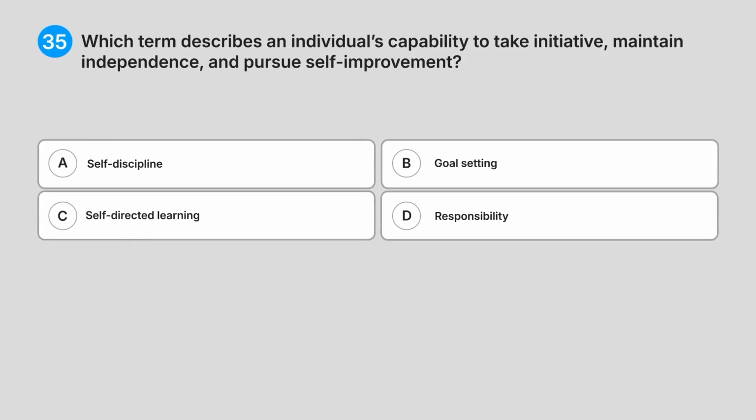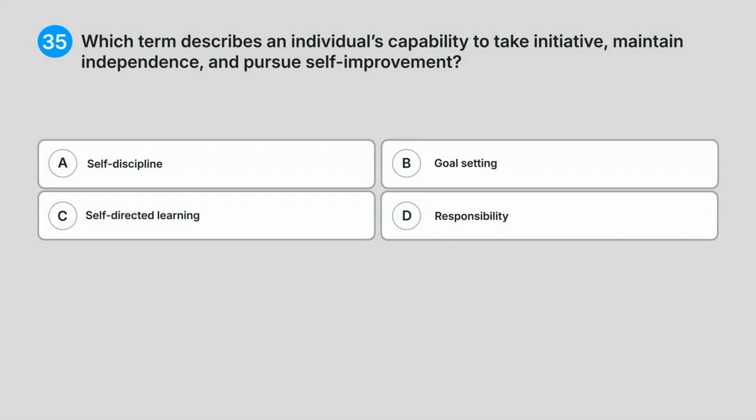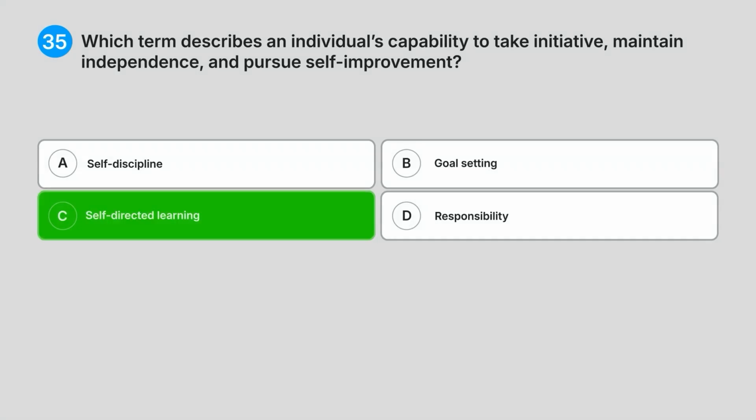35. Which term describes an individual's capability to take initiative, maintain independence, and pursue self-improvement? A. Self-discipline. B. Goal setting. C. Self-directed learning. D. Responsibility. Do you know the answer? Correct answer, C. Self-directed learning.